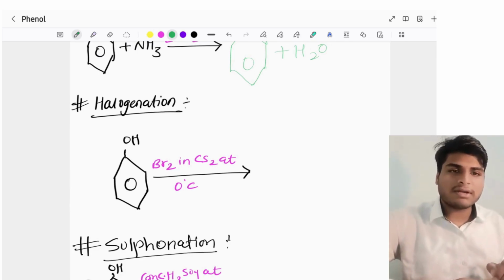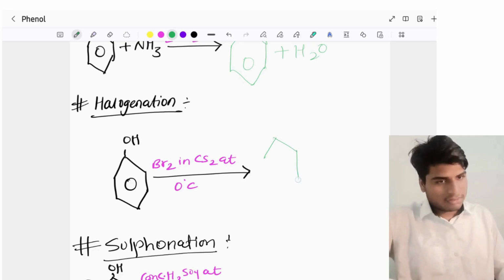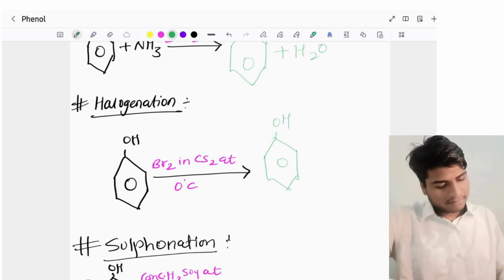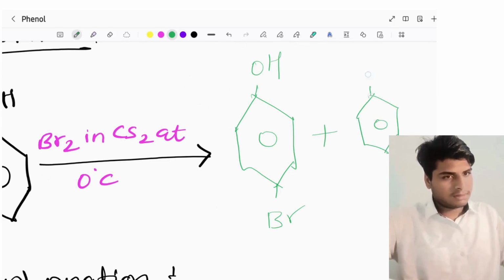Now comes the halogenation. When phenol is treated with Br2, bromine in CH2 at 0 degrees Celsius, then two products will be formed, that is ortho and para, OH and Br.